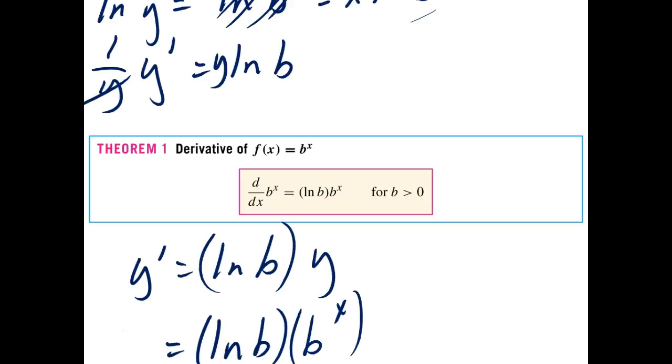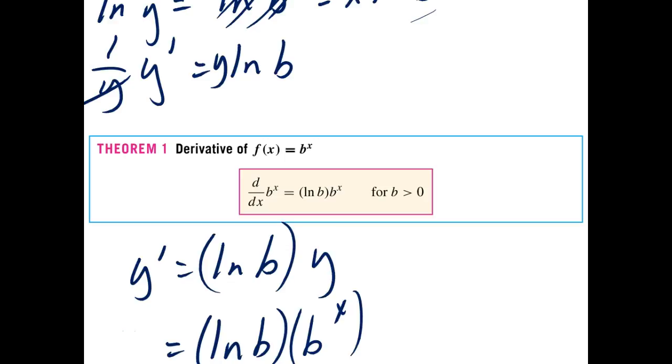Well, what if it did? What's the natural log of e? One. Natural log of e is 1. So that would be 1. So this reduces to the derivative of e to the x being e to the x. But if it's b to the x, then you have a coefficient in front, which is log b.